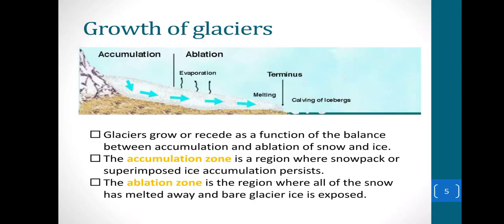Let us proceed to the growth of glaciers. We have here the accumulation, the ablation, and the terminus or terminal point where the calving of icebergs takes place. Glaciers grow or recede as a function of the balance between accumulation and ablation of snow and ice. The accumulation zone is a region where snowpack or superimposed ice accumulation persists. The ablation zone is the region where all of the snow has melted away and where glacier ice is exposed.